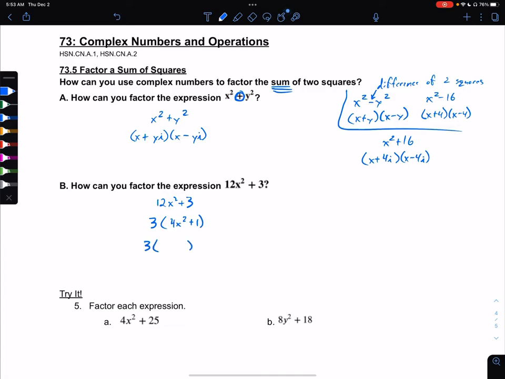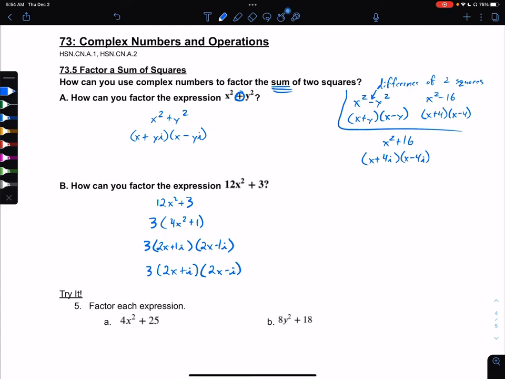So I'd have 3. I'll create my two sets of binomials. The square root of 4x squared is 2x. So I have 2x and 2x. Square root of 1 is 1. So I'd have plus 1, minus 1. And then I would just put an i with that second term. You don't really need the 1 anymore. So you could say 3 times 2x plus i times 2x minus i. That would work as a simplified form.